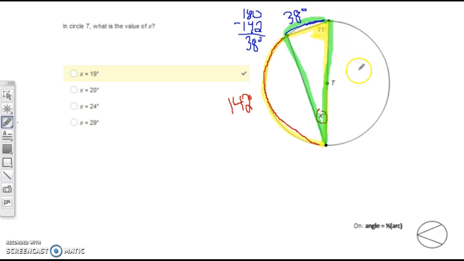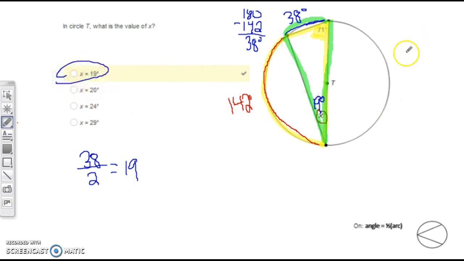And that will finally help me figure out angle x, because if we look over here, the vertex is on the circle, so the angle equals half the arc. So if the arc is 38, the angle has to be half of that. So I'm going to take 38 and divide it by 2. And so now I know that that angle has to be 19 degrees.